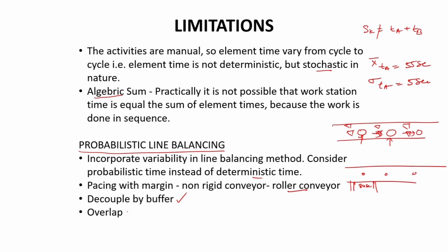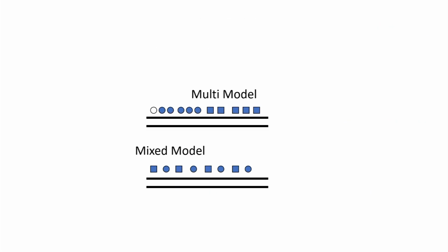So, that is called overlapping. So, this worker can also come up to this place and so on. Based on this, that is the overlap concept we can use to take care of the probabilistic timing of the elements. So, this is the concept which I earlier explained.